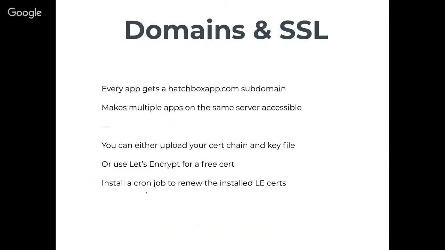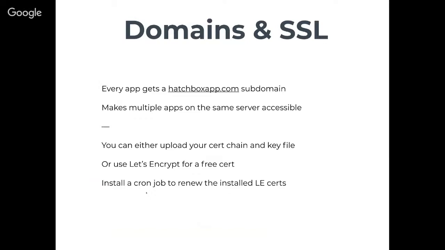Then last but not least, one of the really nice features of deploying two apps to one server, or multiple apps to one server, is that I generate a subdomain for hatchboxapp.com. If you have ever deployed to your own server, normally you just have access to the IP address before you've set up any domains, and you can't access both apps because only one is going to be responded to on the IP address.